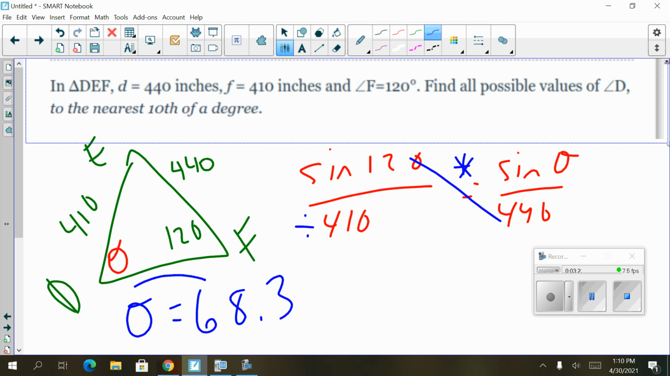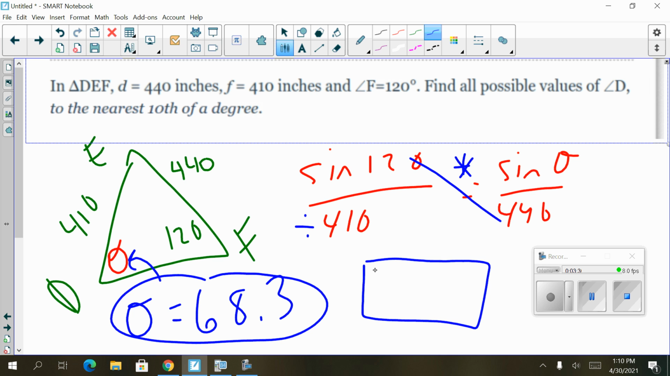Now what I like to do is see if this angle will even fit right there. We only have 180 degrees in a triangle. If that's 68.3 and I have a 120 degree angle, together they make 188, and that's too big. So there's actually no angles that would work. So I would just leave the answer blank totally empty and click enter because there are no such triangles with those dimensions.